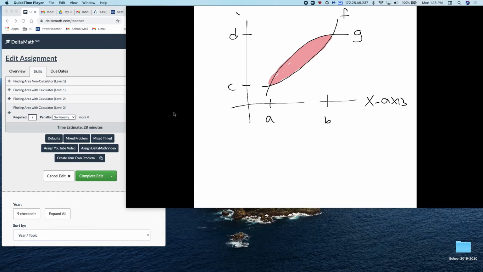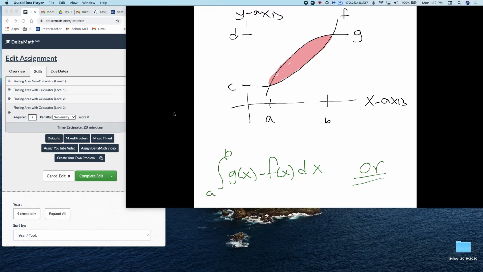So if you have this, we could say that the area is equal to the integral from A to B of g of x minus f of x dx. Could do that.